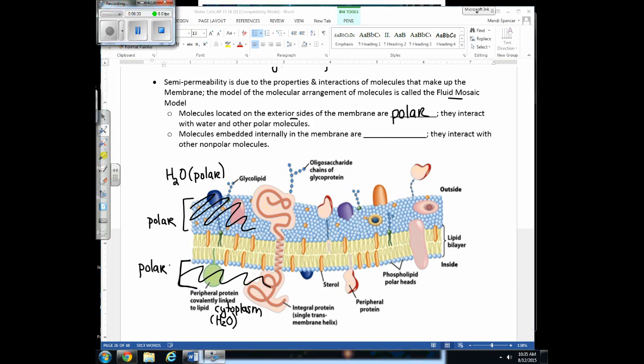The molecules on the internal part of the membrane, so right here, are hydrophobic, or nonpolar. These nonpolar molecules interact with themselves and do not interact with polar molecules.